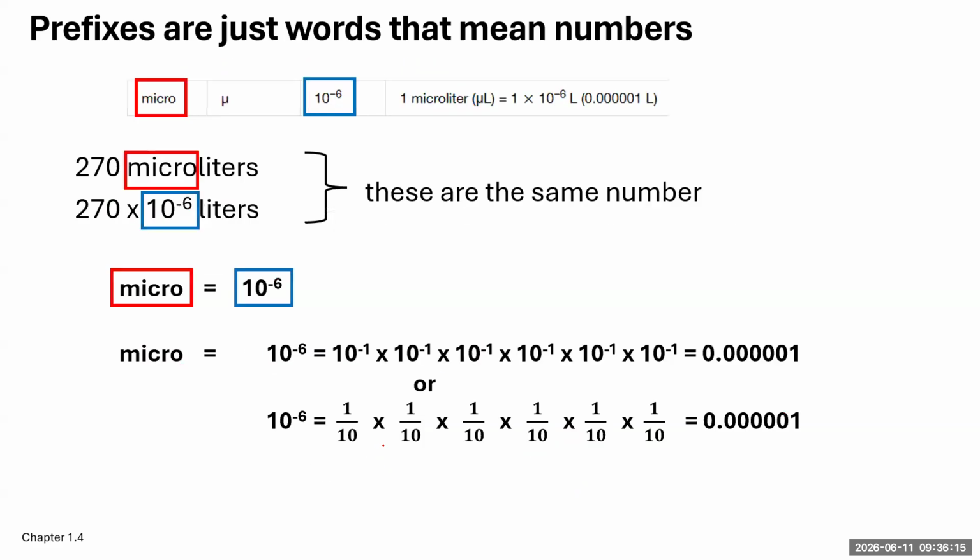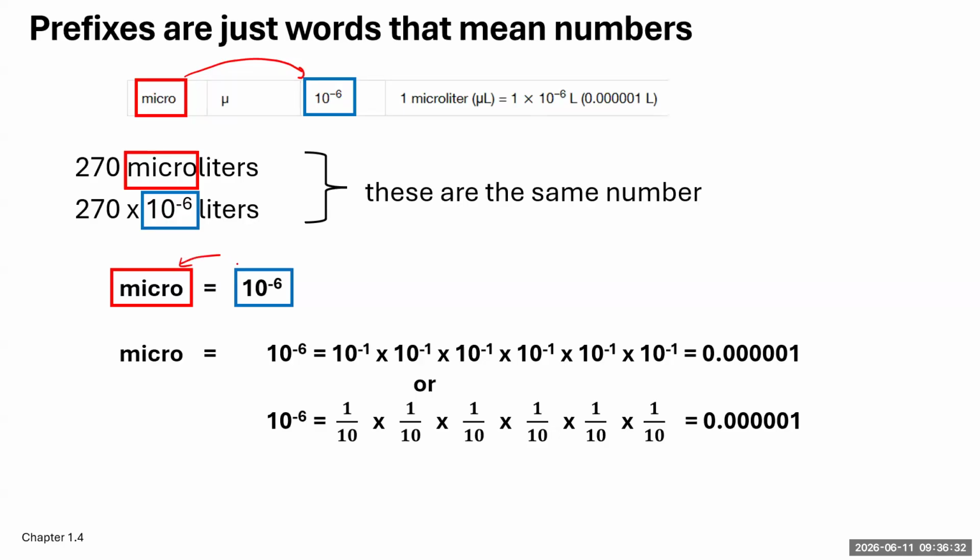All right, another example, micro. Micro means 10 to the negative sixth, right? So 270 microliters is 270 times 10 to the negative 6 liters.